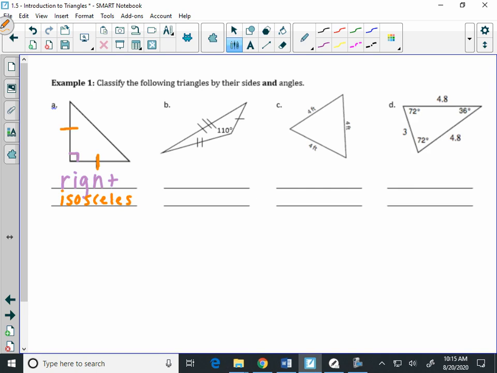If we take a look at B, one of the angles is 110 degrees. Well, that is an obtuse angle. Therefore, this is an obtuse triangle.